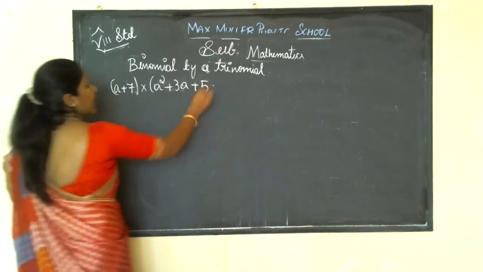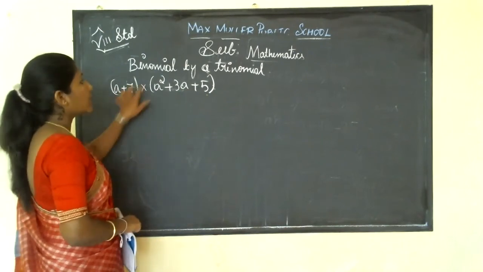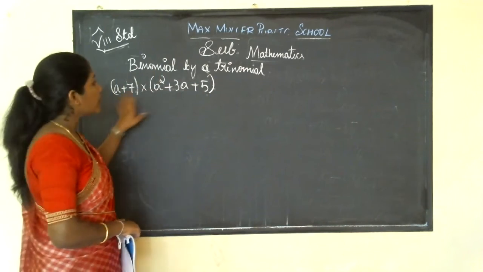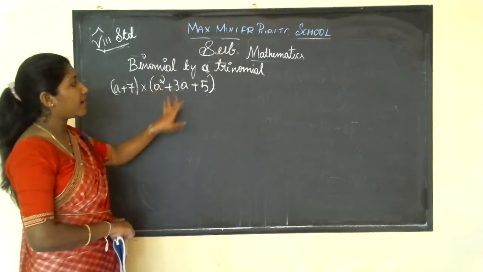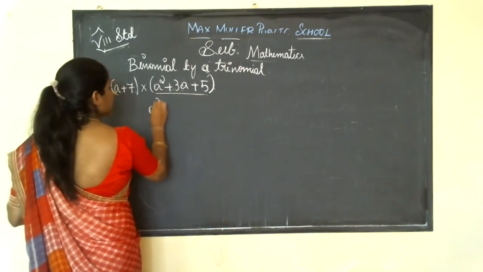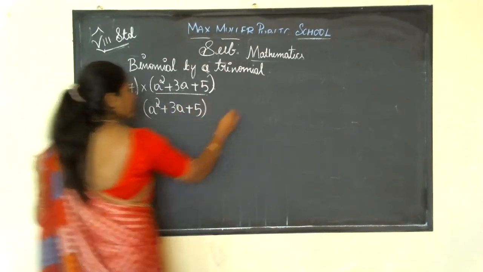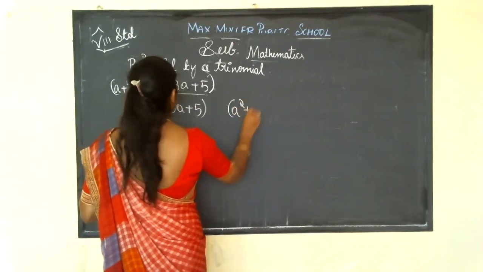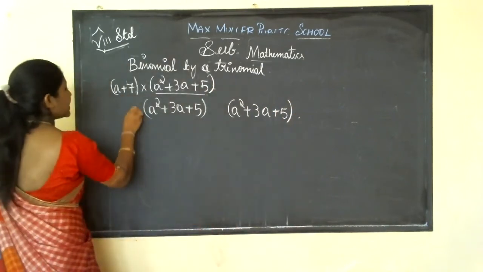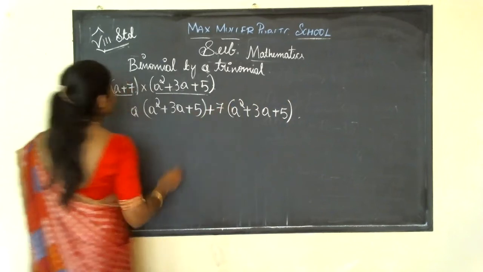So, here there are 3 terms given and here it is 2 terms. That is why the heading says binomial with trinomial. Multiplication of binomial by a trinomial. You have to write this trinomial term twice. A square plus 3a plus 5. Again a square plus 3a plus 5. Now what you have to do, split this expression for both these expressions.